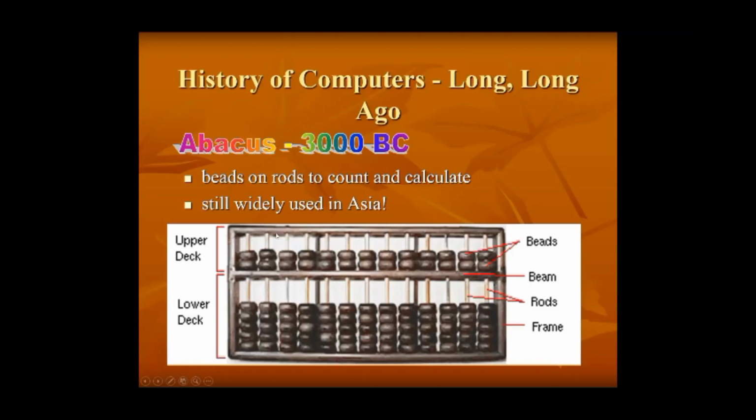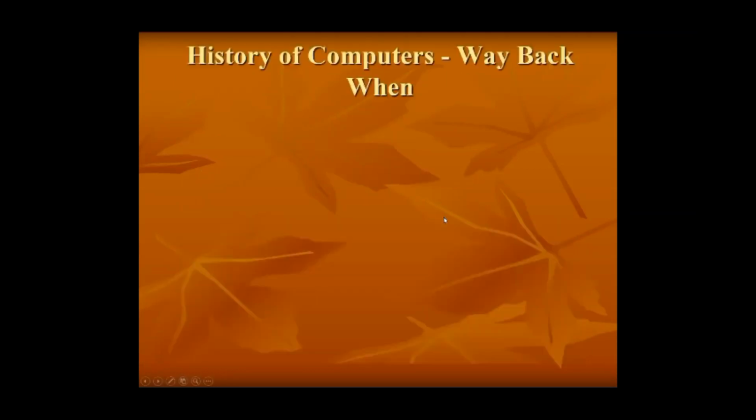For the upper deck, in every rod, this is the rod, it's like the stick here, there are 2 beads on it. And then for the lower deck, on every rod, there are 5 beads. So this is the abacus. Again, the abacus is used for computing or calculation or counting. And then moving forward, class.